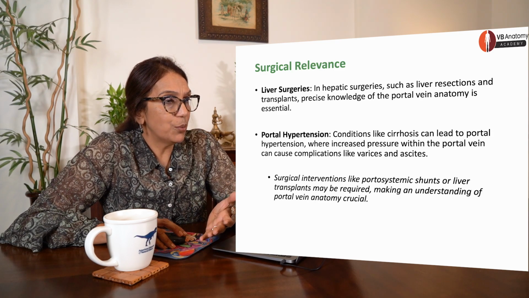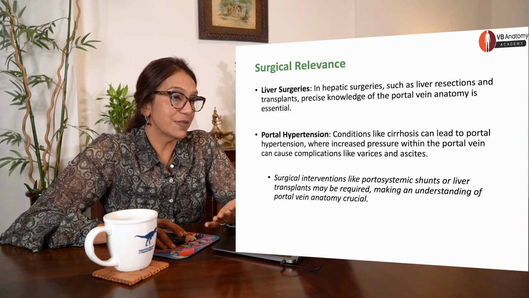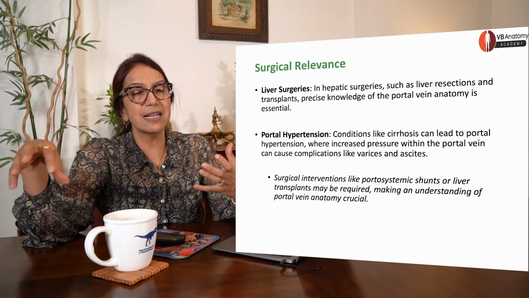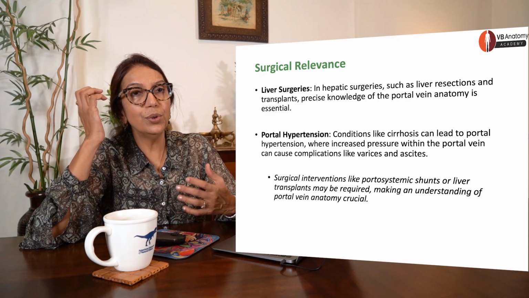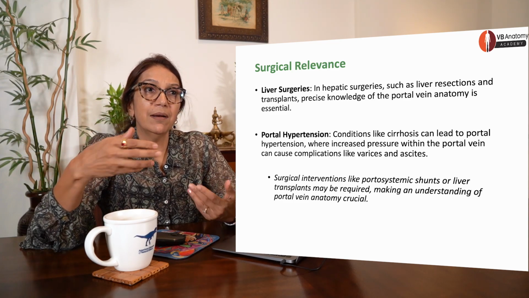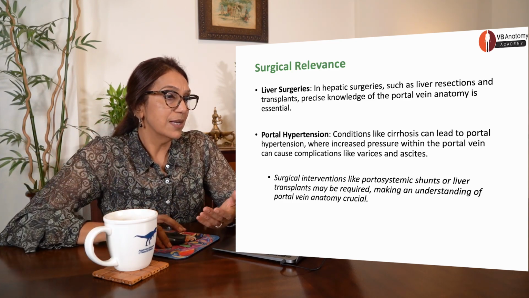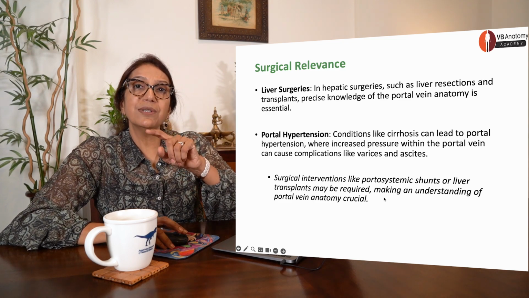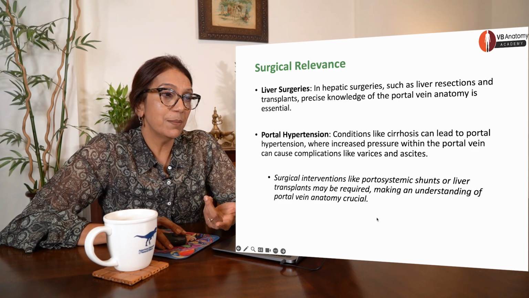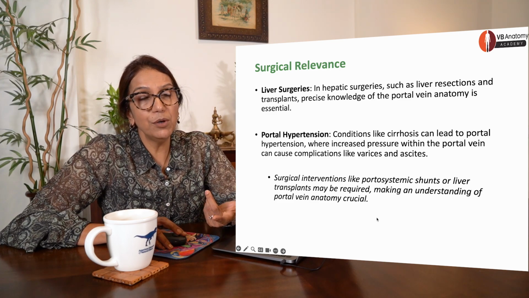In conditions like portal hypertension, in case of cirrhosis of the liver, you have so many varices happening and ascites happening. You have to know the anatomy of the portal vein to understand and treat these conditions. Surgical interventions like portosystemic shunts may be required to be made, in which case you have to know the anatomy of the portal vein.